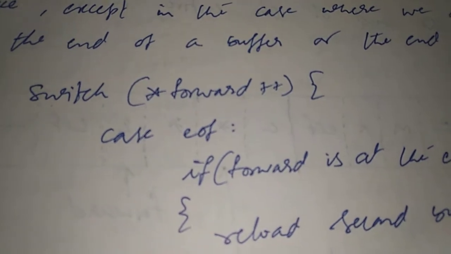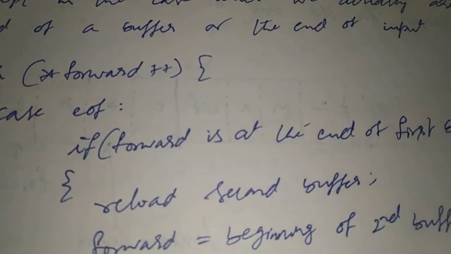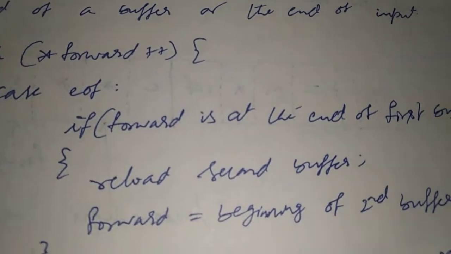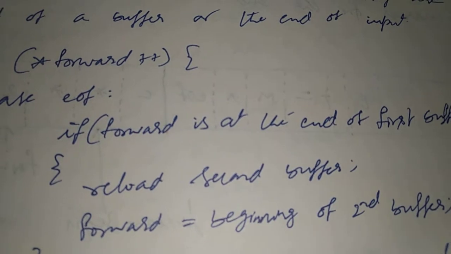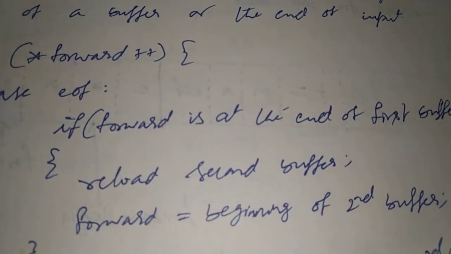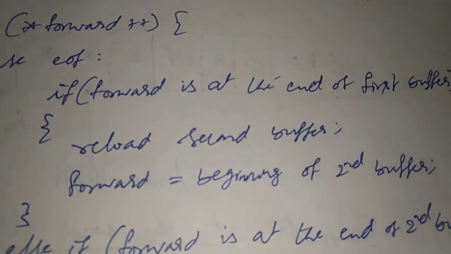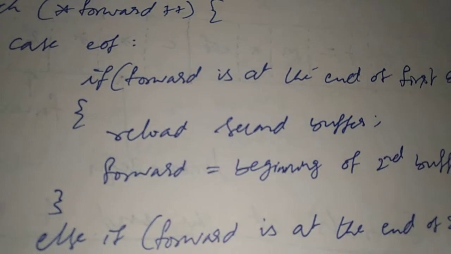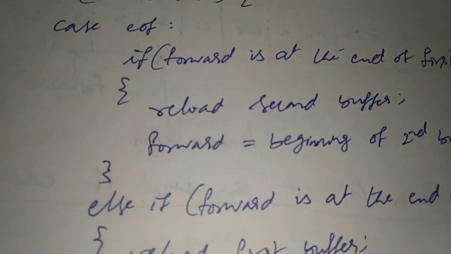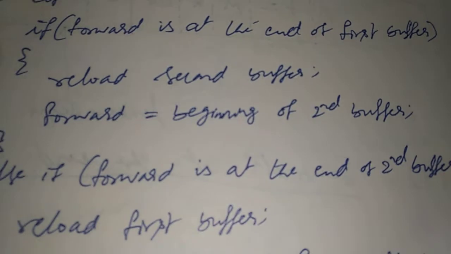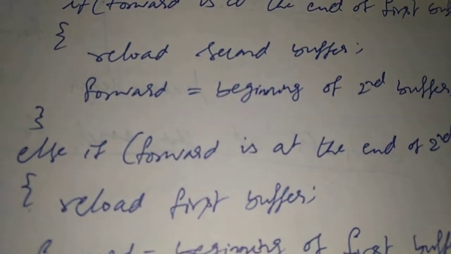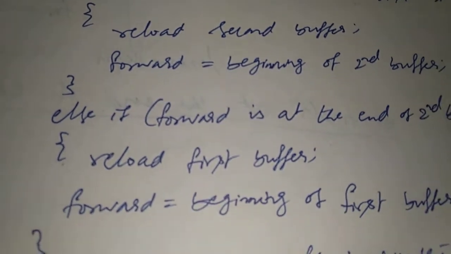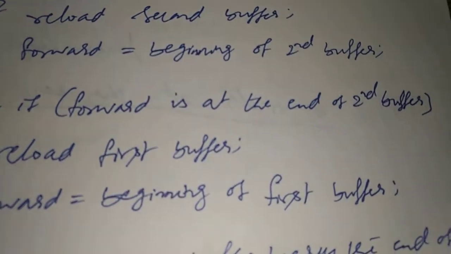EOF. When EOF is encountered, if forward is at the end of the first buffer, then reload the second buffer. If we come to the end of the first buffer, we have to reload the second buffer. Then forward is equal to the beginning of the second buffer. Else if forward is at the end of the second buffer, then reload the first buffer, because we have two different buffers. Then forward is equal to the beginning of the first buffer.